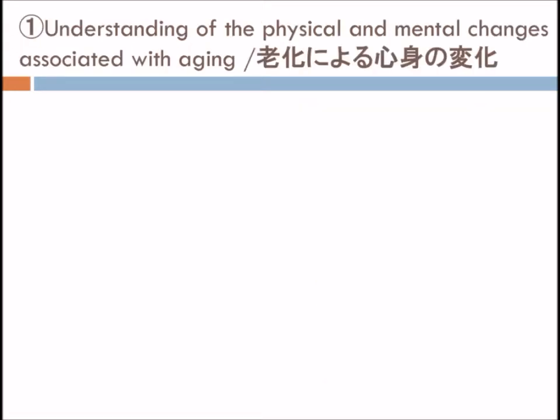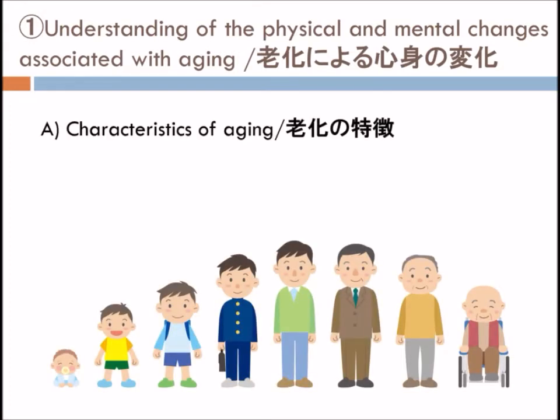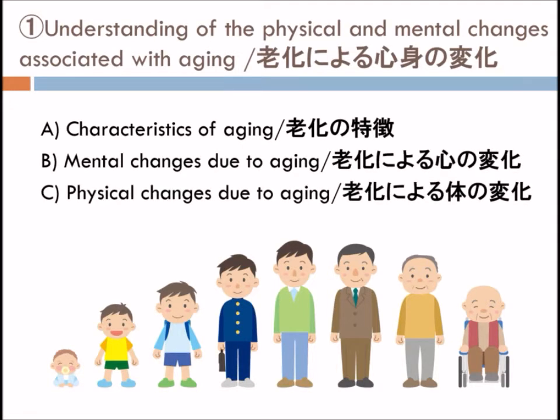In the topics of understanding of the physical and mental changes associated with aging, there are three parts. Characteristics of aging. Mental changes due to aging. Physical changes due to aging.